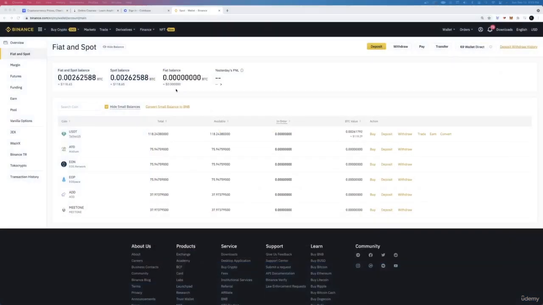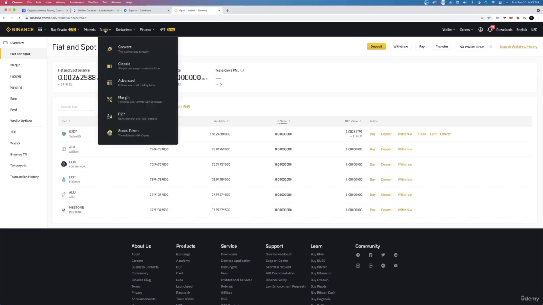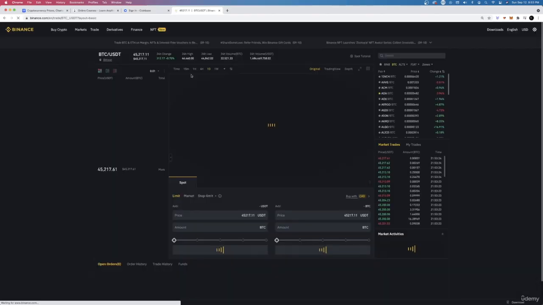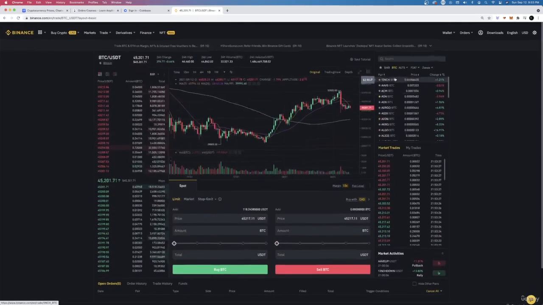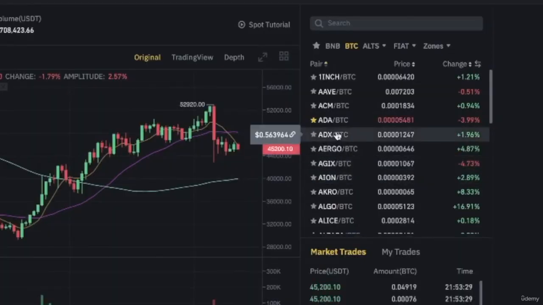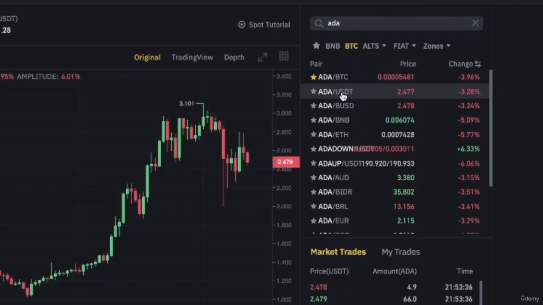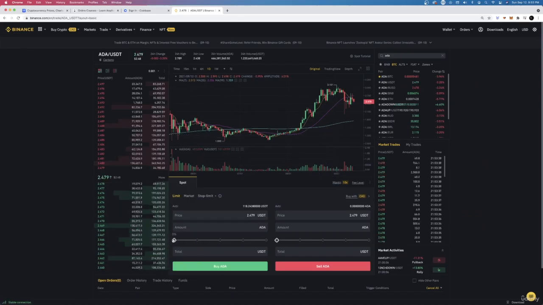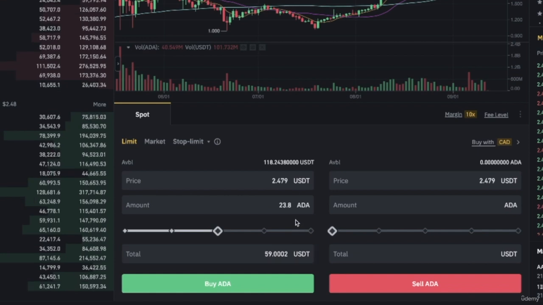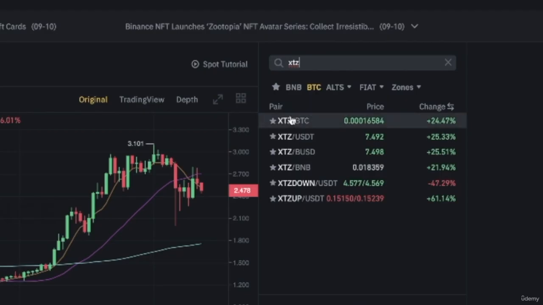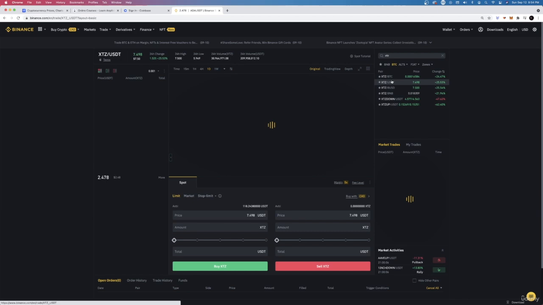So let's go back to our trade. Let's go to Classic. And now we want to buy a coin. So we can buy any coin, and USDT is a great off ramp for that. So we could put in ADA, for example, ADA USDT. So from there, we could spend half our money and get 23 ADA. So what we could do as well is type in XTZ. That's going to be Tezos, because I'm looking to add more to my position. So we're going to do XTZ.